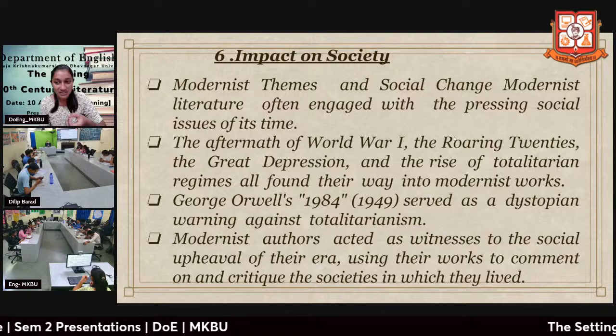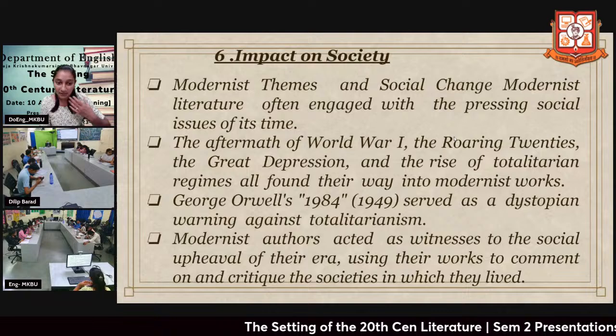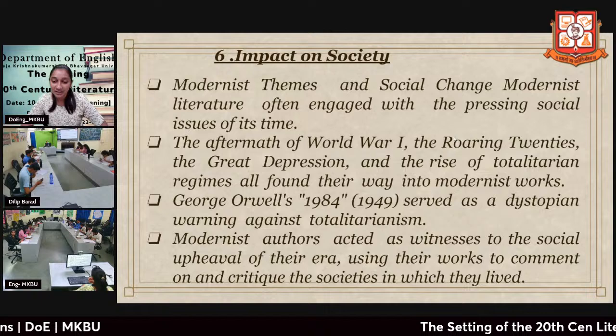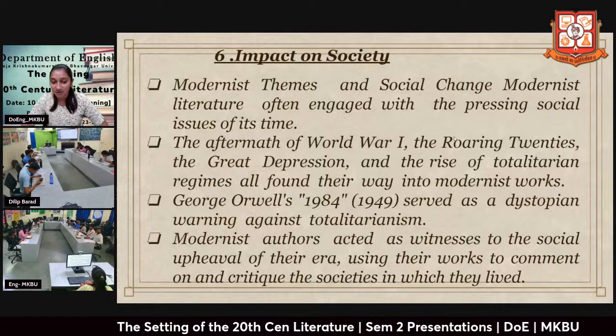Modernist literature engages with the pressing social issues of the era, the early twentieth century: the aftermath of World War I, the Roaring Twenties, the Great Depression, and the rise of totalitarian regimes all found their way into modernist work. George Orwell, as we know, wrote 1984 about a totalitarian regime.